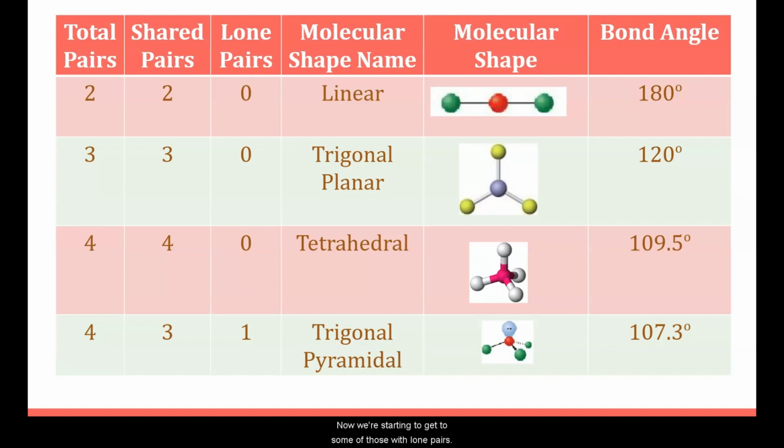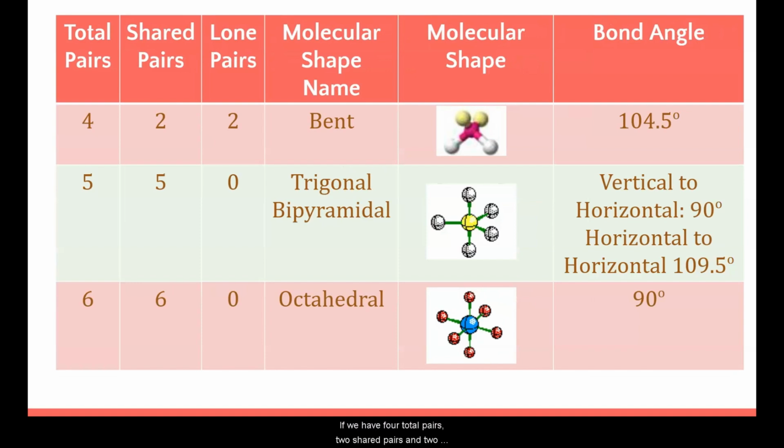Now we're starting to get to some of those with lone pairs. You're going to have 4 total pairs with 3 shared pairs and a lone pair, and it's going to be trigonal pyramidal. Now if you're looking at the molecular shape and you see kind of dots going along, that means it's going to go behind. It's like a 3D type of angle. And you can see that fin on top with a lone pair. It's going to take a slightly larger orbit, and it's a bond angle of 107.3 degrees. If we have 4 total pairs, 2 shared pairs, and 2 lone pairs, it's going to be a bent molecular shape with a bond angle of 104.5 degrees.